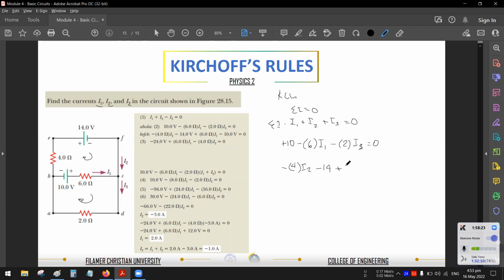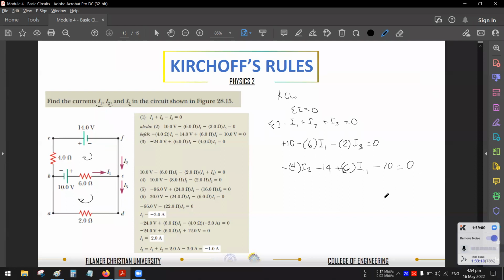Therefore, we have positive 6 ohms times I1. Okay? Magkabila siya, I1. Then, minus tayo ng 10 volts. So, the same din. Kabila, negative to positive tayo dapat. So, meaning yung direction natin dito is somewhat baliktad. Okay? So, we have negative 10 volts here. Then, obviously, this is equal to 0.